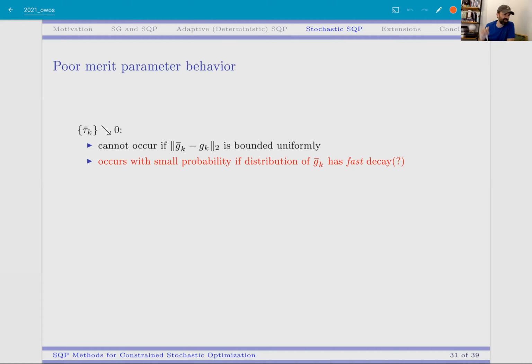This is getting a little bit into the weeds, but this is something that we need to consider for our setting: that with bad gradients, this kind of thing could potentially happen, although only in situations where the gradient estimates become really extreme.